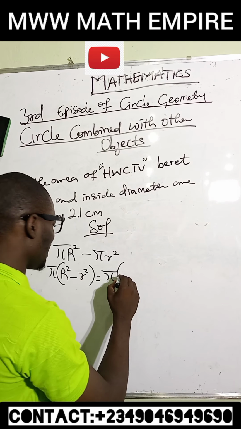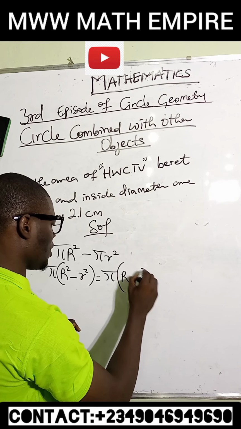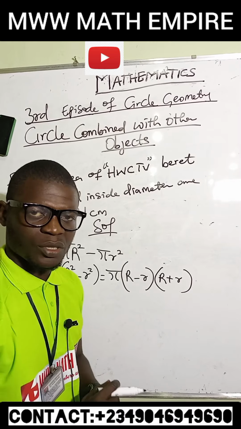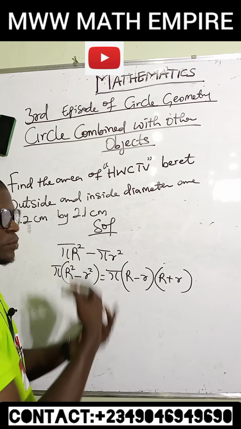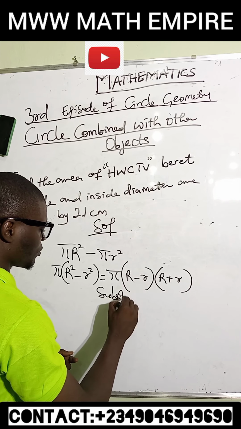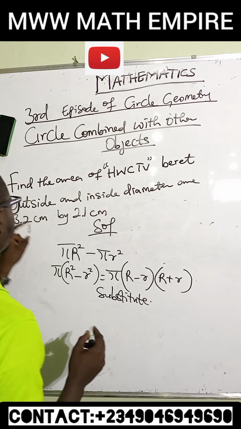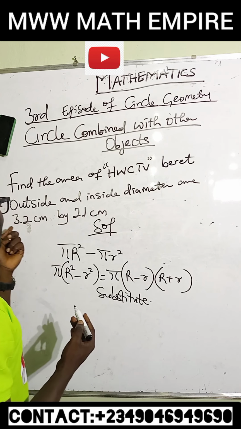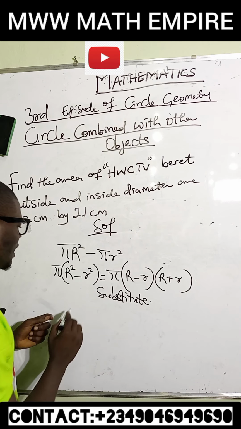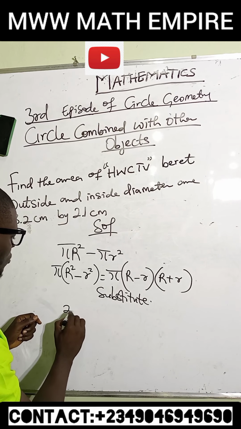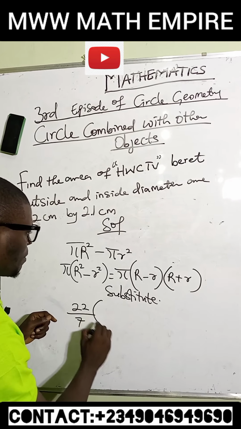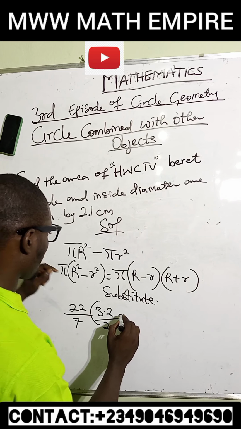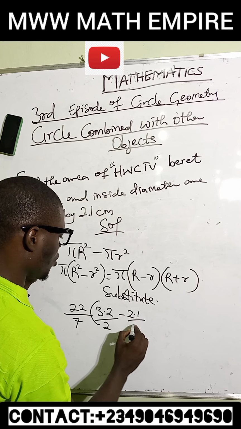Now, I shall be having R minus the small letter r, and R plus the small letter r, where all these represent the radius. Do you copy? Now, I will substitute. Remember that this is the diameter, and in every diameter, half of it is the radius. So we have to divide this 3.2 by 2. I shall now be having my pi, which is 22 over 7, brackets 3.2 all over 2 minus 2.1 all over 2.